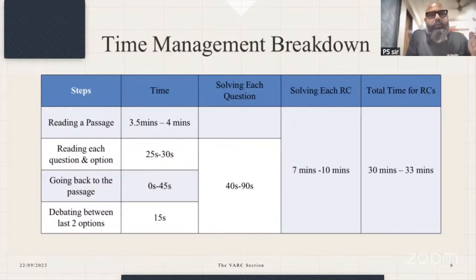So if I talk about a time management breakdown, this is typically what we have seen when students are giving mocks and sectional analysis. Reading a passage should take 3.5 to 4 odd minutes. We are talking about a 500 words passage, and for reading a 500-word passage, 3.5 to 4 minutes is what you should take to complete the passage.